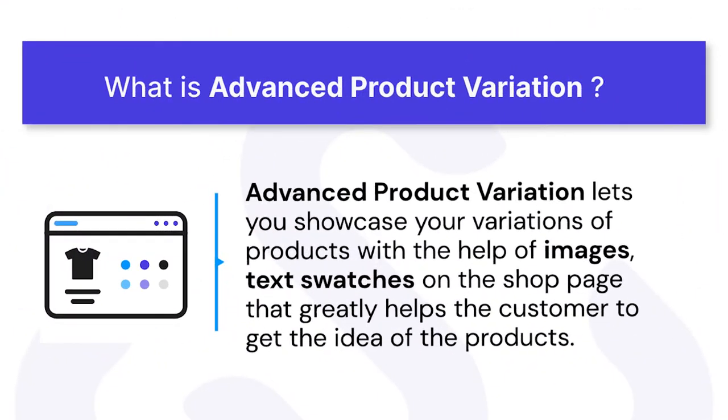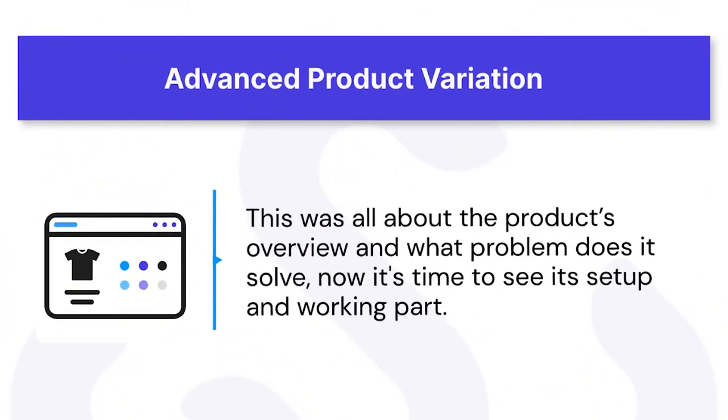What is Advanced Product Variation and what problem does it solve? Advanced Product Variation lets you showcase your variation of products with the help of images, text swatches on the shop page that greatly helps the customer to get the idea of the products, thus improving the buying decision of the customers and their experience with you. Customers can actually visualize and get knowledge about the products in the form of text, images and color swatches rather than having a simple product with no variation swatches. So guys, this was all about the product's overview and what problem it solves. Now it's time to see its setup and working part.